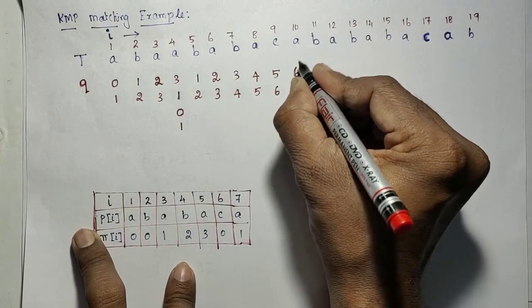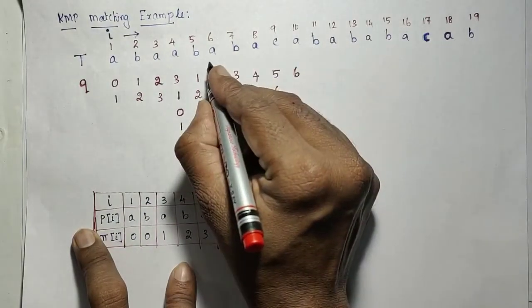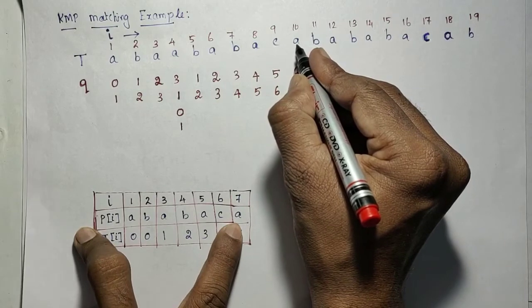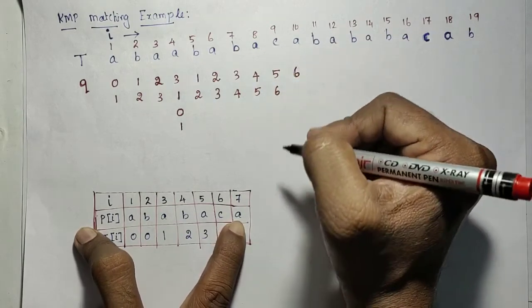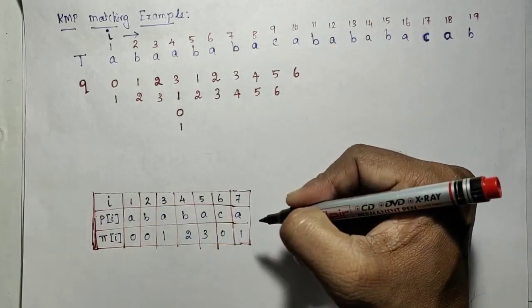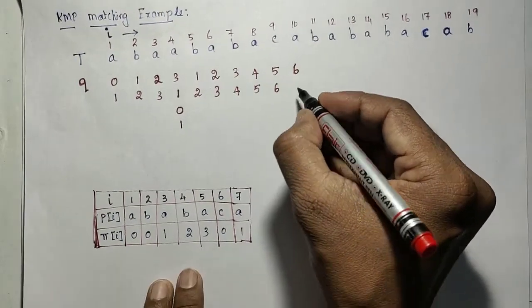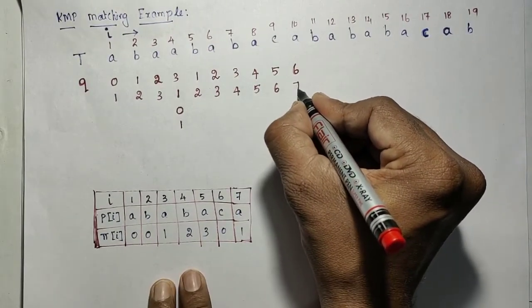At the beginning, it represents what? The last 6 characters are matching. Now this character is matched with the 7th character. So q plus 1, that is A with what? A. So both are equal. So what? It is getting incremented to 7.